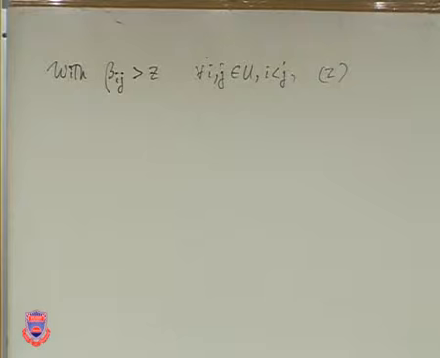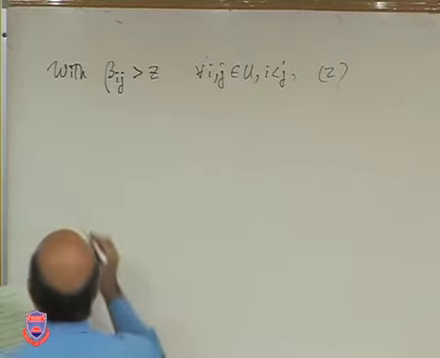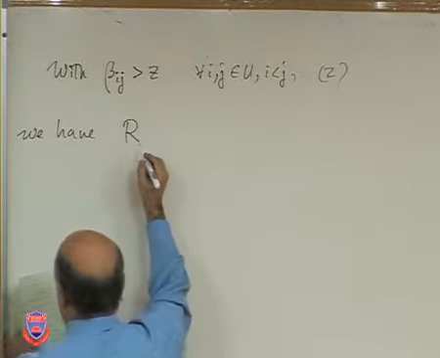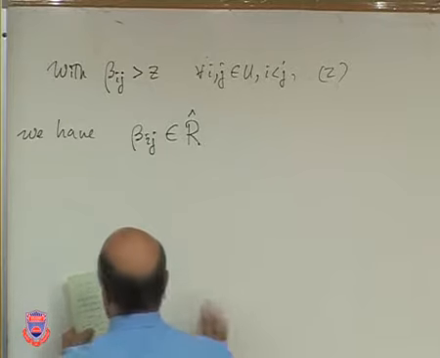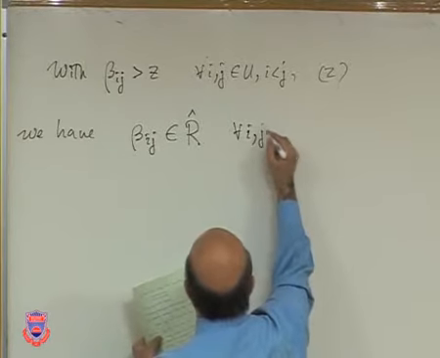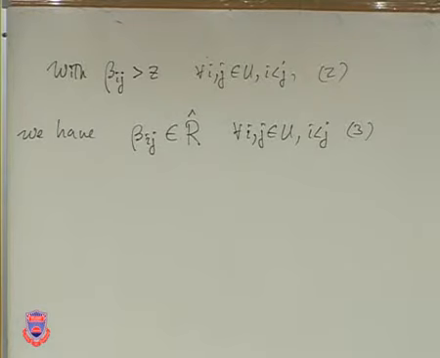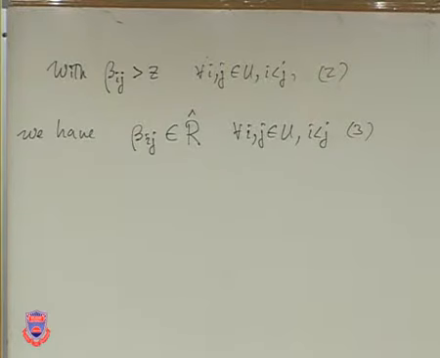So I just concluded beta ij is indeed greater than z for every distinguished pair of indices coming from U. Let's call that expression 2. We then have each such beta ij in R cap, because we said whenever beta ij is greater than z, it should be in R cap. That was one of the statements we made at the beginning. Okay?